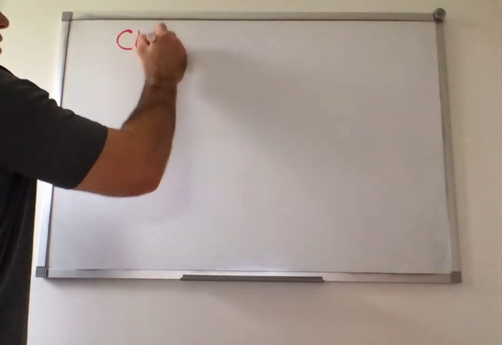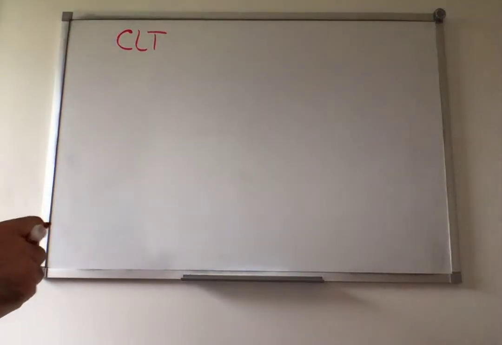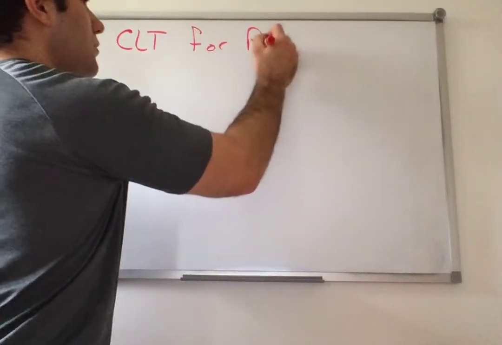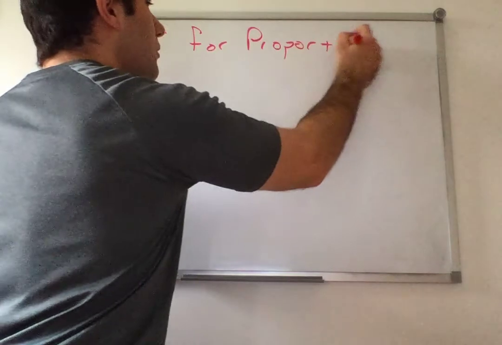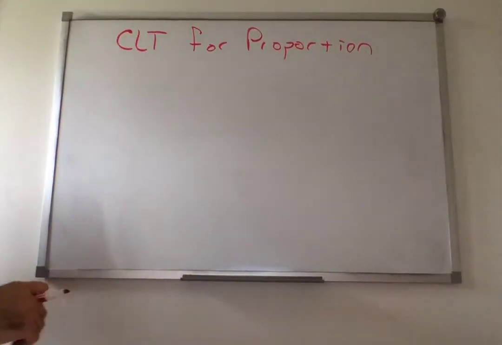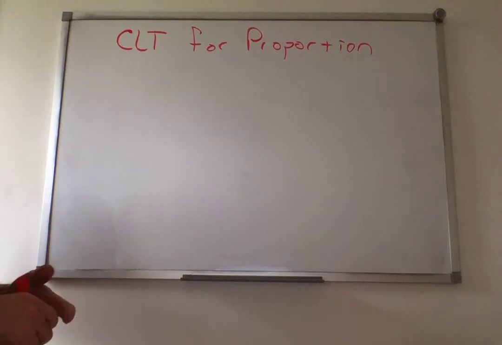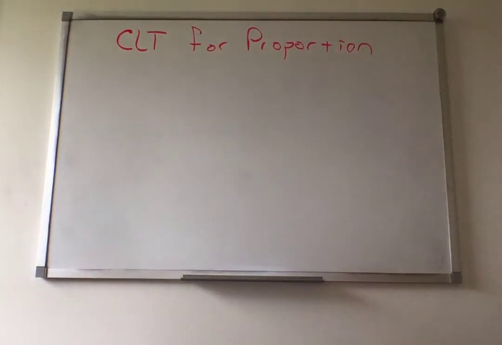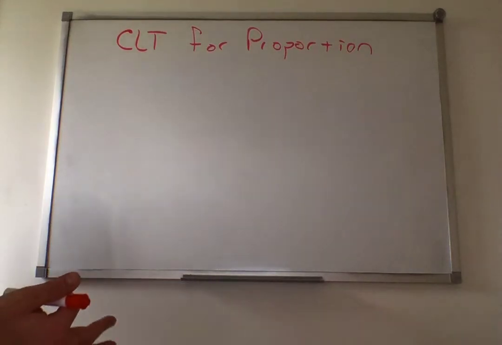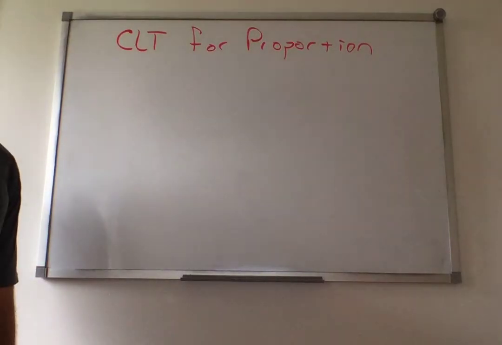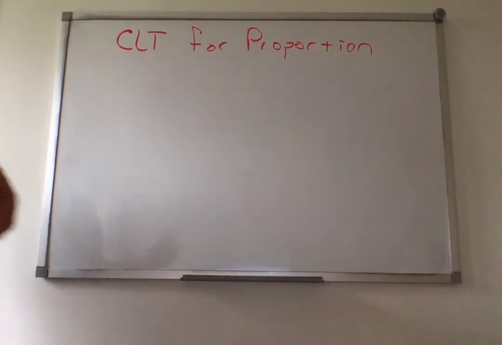Okay, so now we talked about central limit theorems for means, central limit theorems for proportions. To give you an idea what a proportion would be like, it would be the proportion of people who smoke versus the proportion of people who don't smoke. Let's see, the proportion of people who are male versus the proportion of people who are female.